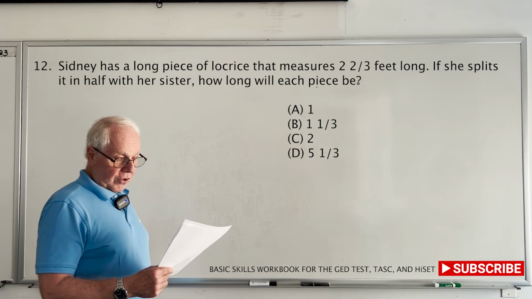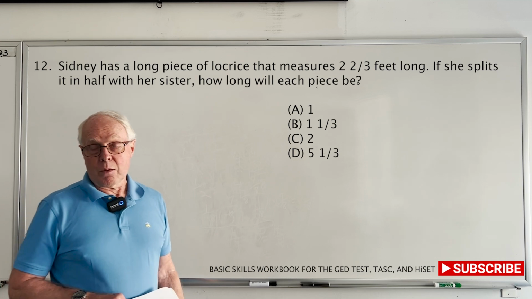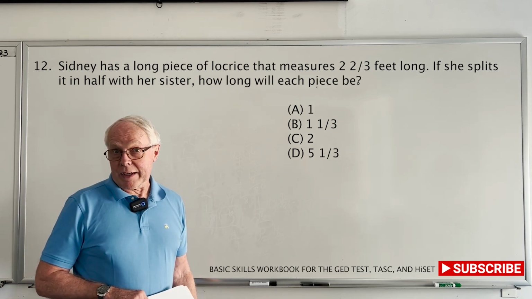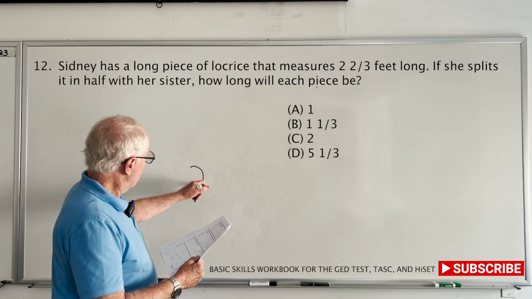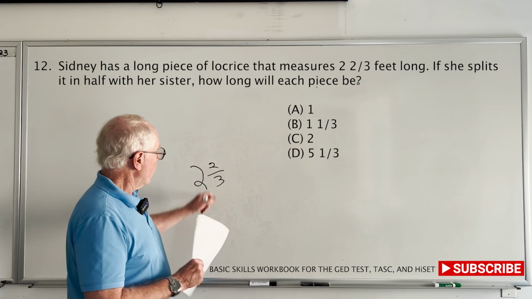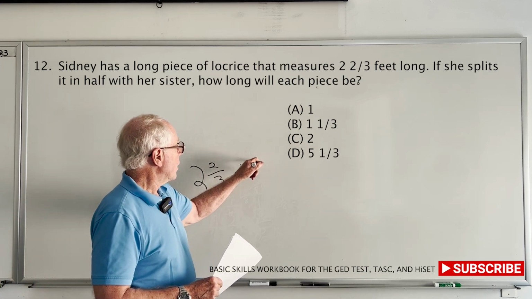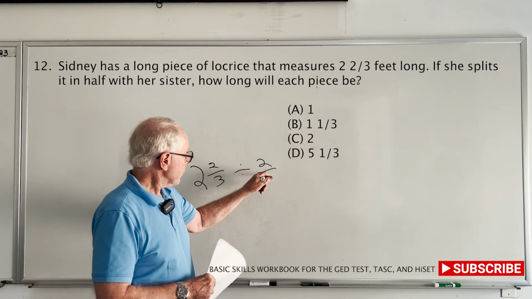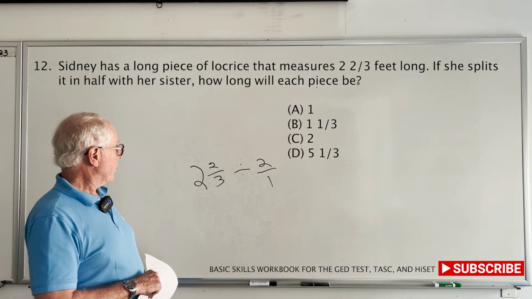If she splits it in half with her sister, how long will each piece be? Well, if she's splitting the licorice in half, you might say she's dividing it in two. So we have 2 2/3 feet of licorice divided by 2 sisters. They want to know how long will each piece be.